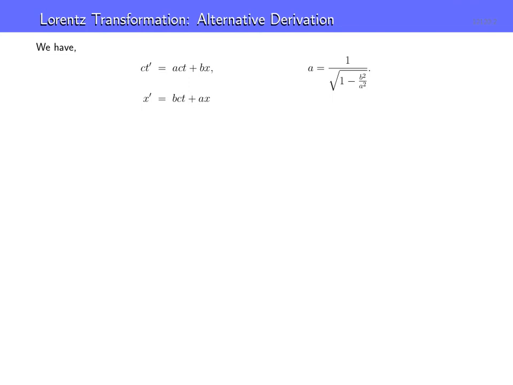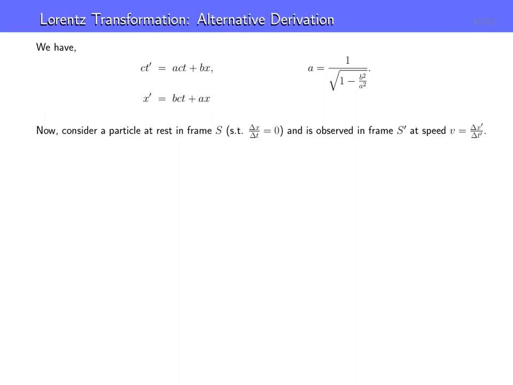Okay, here's what we have. Now, at this point, we need to look at a physical situation. So we want to consider a very simple case. We'll have a particle at rest in frame S. That means that delta x over delta t is equal to 0, and it's going to be observed moving in frame S prime with some speed v equal to delta x prime over delta t prime. So what we want to do is calculate that out.